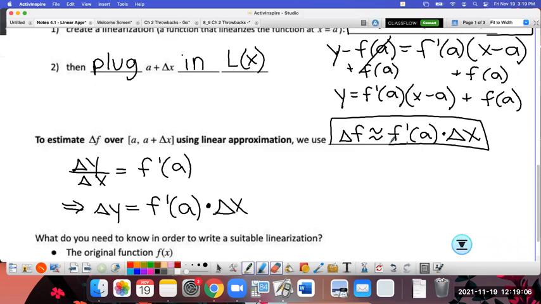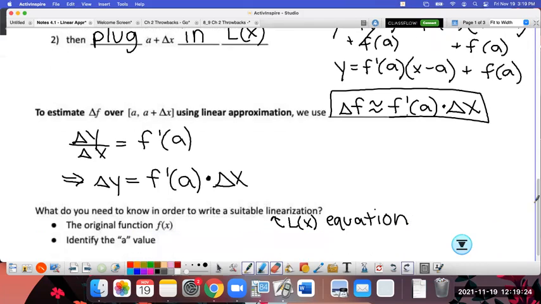All right, last thing, what do we need to do in order to write a suitable linearization? By the way, when I say linearization, that means you're writing that L of x formula or that L of x equation. So what do you need to write that? Well, you're going to need to know the original function. And then you're going to need to identify the a value.